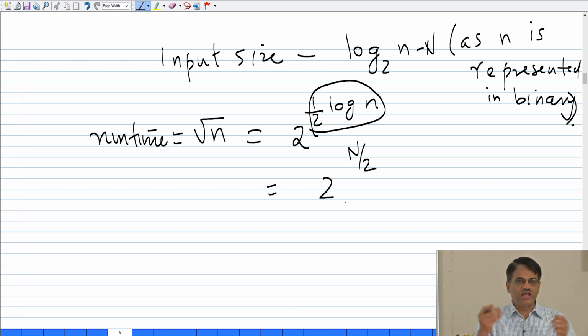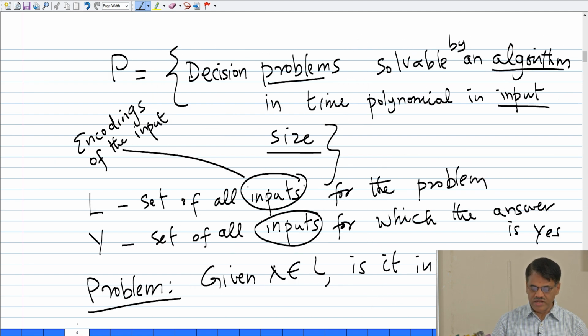If you are sorting n numbers, n is not the input, these n numbers are the input. So, the input size would be at least n, something more than n. Whereas, here just the integer n is the input. So, encoding log n bits is sufficient. Okay. So, it is important to know what the unary encoding, binary encoding, and input size are. So, let me just go back to my definition of P. It is all decision problems solvable by an algorithm in time polynomial in input size. Okay.